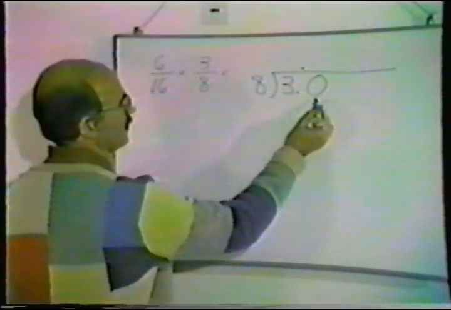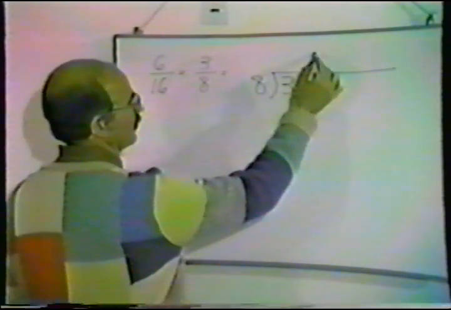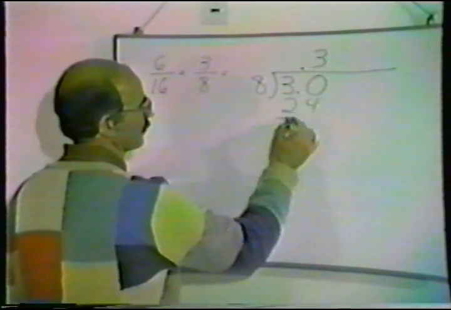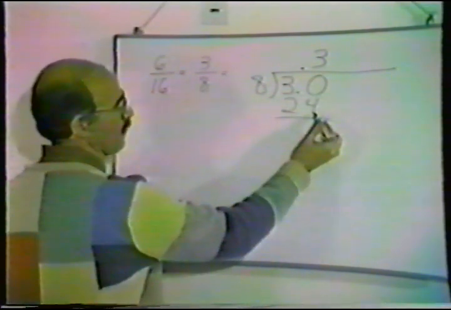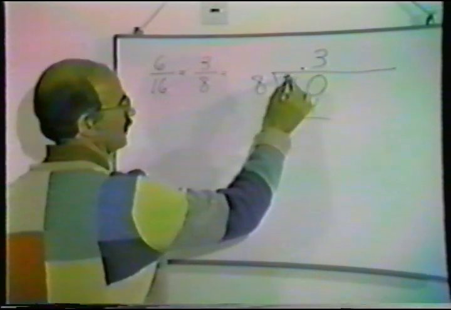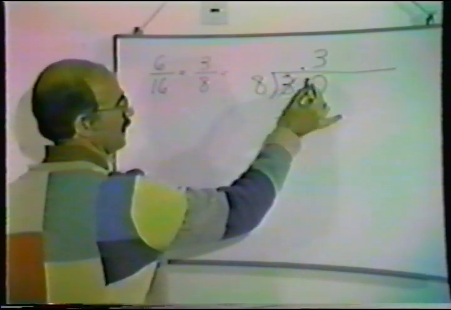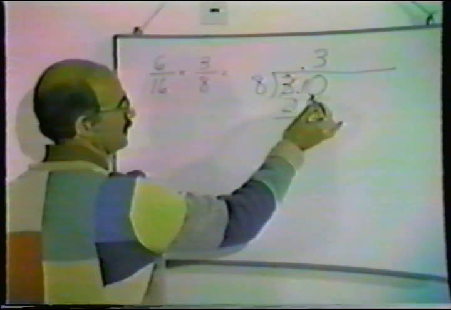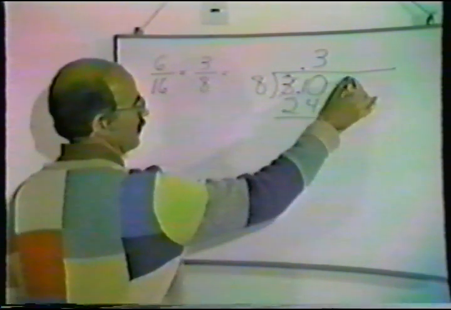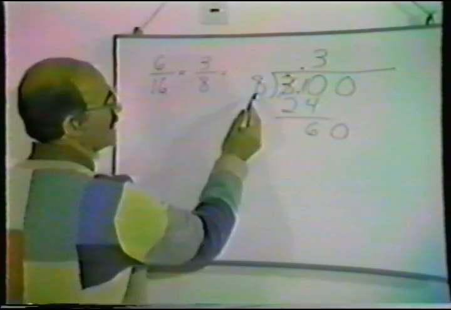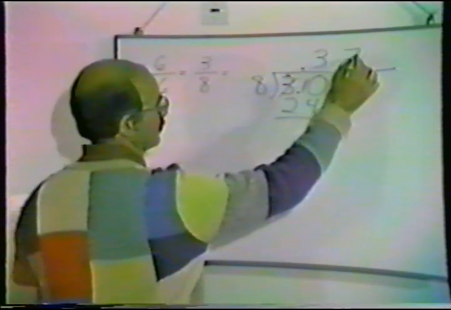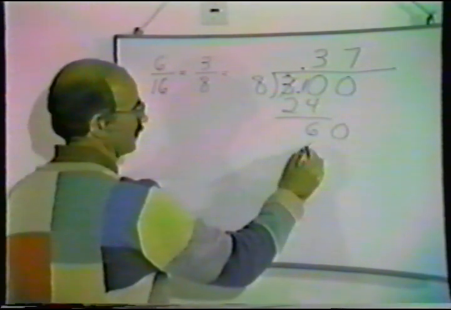8 into 30. 3. 3 times 8, 24. 0 take away 4. Can't do. The 3 becomes a 2, so the 0 can be a 10. 10 take away 4, 6. Add a 0 and bring it down. 8 into 60. 7. Because 7 times 8 is 56.